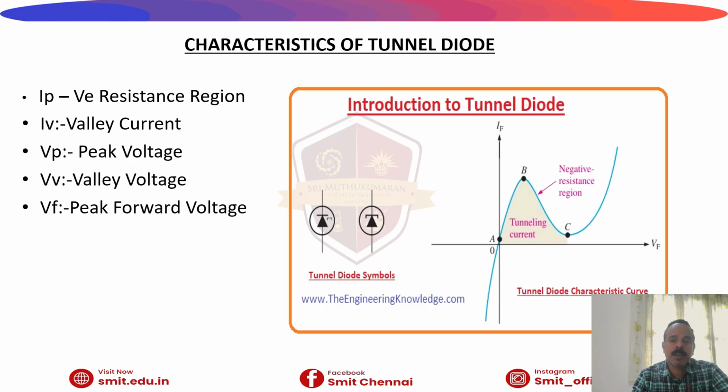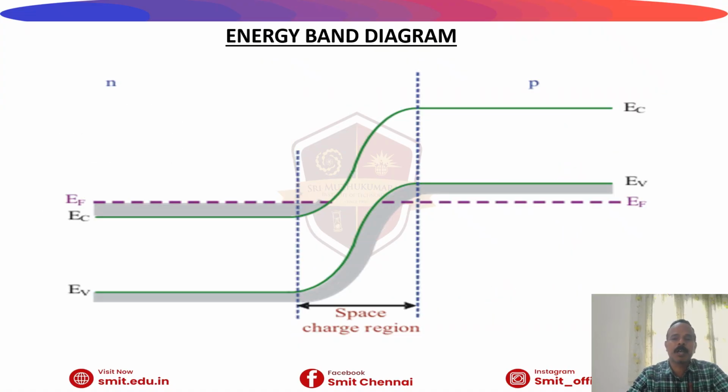This region is known as the negative resistance region because an increase in the voltage results in a decrease in the current. The current reaches a minimum value called the valley current, IV. The voltage at that point is called the valley voltage, VV. After this region, the diode behaves like a normal diode and the current increases again with voltage. The presence of the negative resistance region makes the tunnel diode very useful in high frequency oscillators as well as in switching circuits. Next, we are going to see the energy band diagram of the tunnel diode.